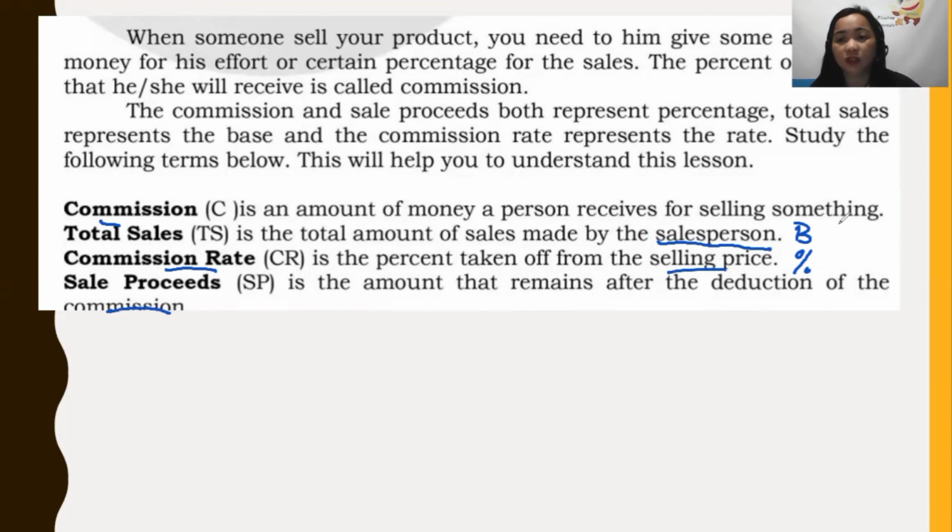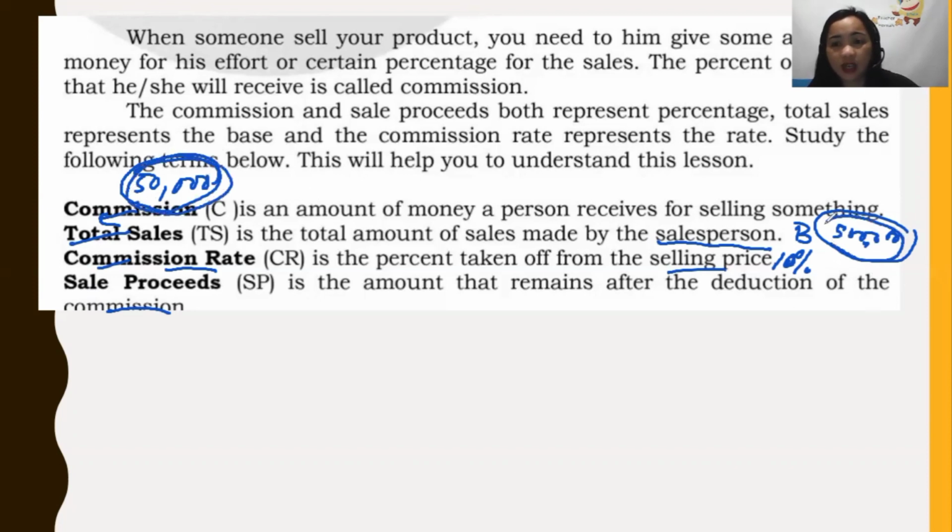So example, yung kotse ko ibebenta ko ng 500,000. Okay, 500,000. So ito yung pinaka total sale. And then I'll give him a commission rate of 10%. Ibig sabihin, kung meron kang 500,000, meron siyang commission na 50,000. So ito yung marireceive niya, 50,000. So, ito yung total sales. Ibebenta niya ng 500,000. Pag nabenta niya ng 500,000, meron siyang 10% na commission and that is equivalent to 50,000.